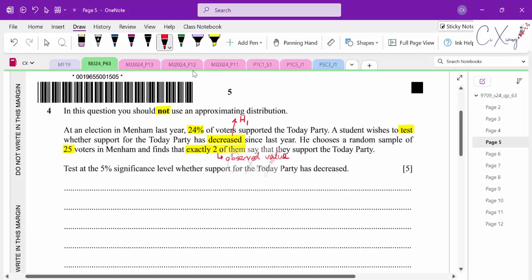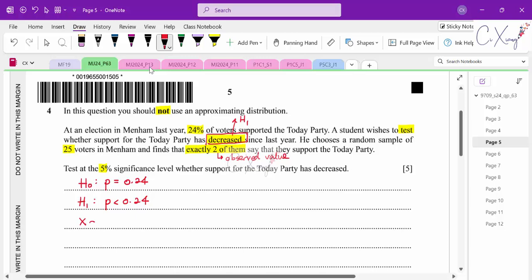Okay, so first they want you to test at 5% significance level whether the support for the Today party has decreased. Alright, so this is a test on population proportion. So first, let us set up the null and alternative hypotheses. They are talking about the population proportion, so it will use p. Okay, so p equals 0.24. 24 is a percent, so you change it to a proportion. So it will be 0.24. For the alternative hypothesis, you look at the keyword decrease. So you know that it should be smaller than 0.24.